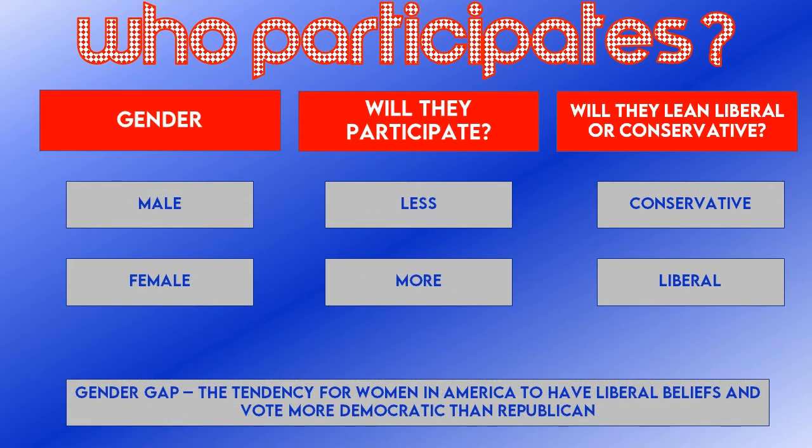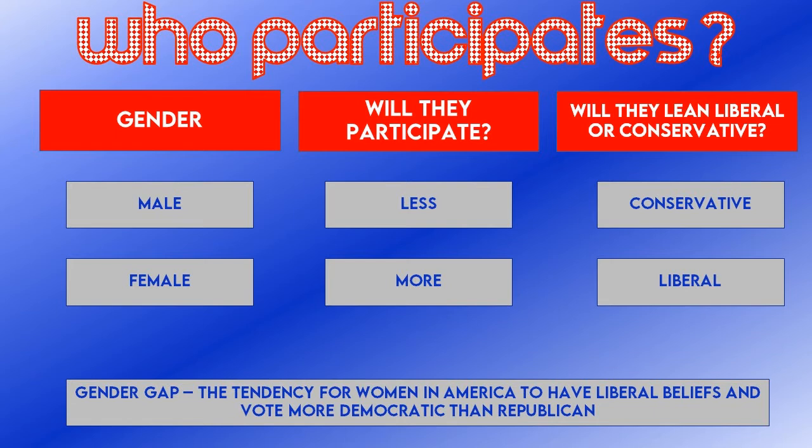We also break people down by gender, and we see some of the same patterns that we saw earlier. We saw that women are a little more likely to participate than men. They participate at higher rates in voting than men do. Also, women are more likely to be liberal, and men are more likely to be conservative. We call this the gender gap.